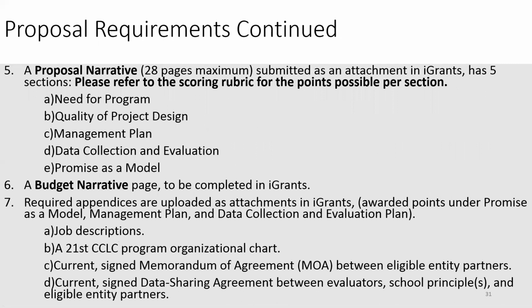So the proposal narrative is the second piece that you'll be uploading. It's 28 pages maximum, and it has the following pieces and parts that are pretty standard, designed for an RFP. Need for the program, quality of design, management plan. We're really looking in the management plan to see a timeline and a plan for how you will be up and operating by October 1st, and how you will be monitoring your implementation and success as a program to the end of the year. So it needs to be an annual management plan.